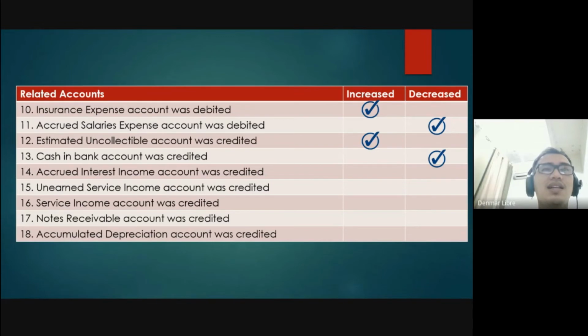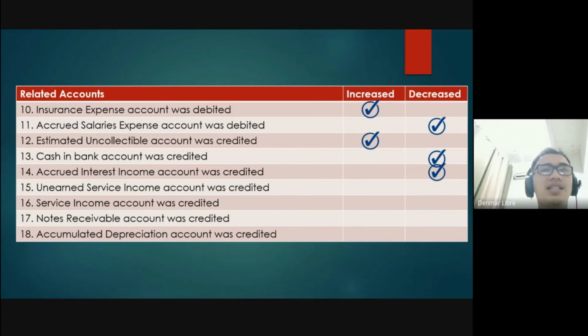Accrued interest income account was credited. Accrued interest income is not an income account, but a receivable account because of the term accrued. It is an asset, normal balance, debit, but it was credited, decrease.